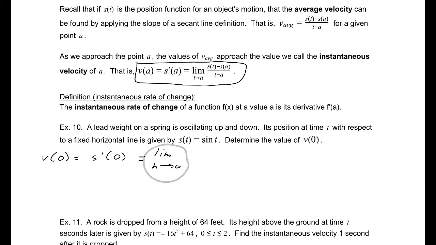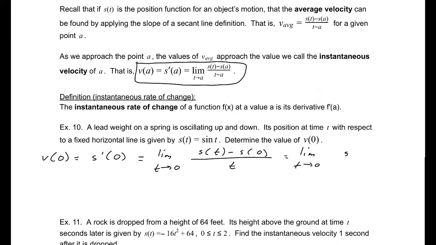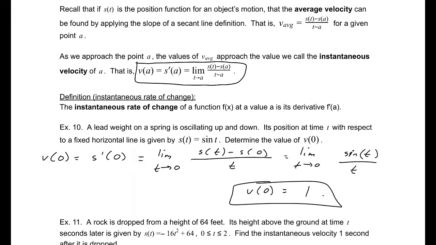All right, so we'll go ahead and do that. It is the limit as t approaches 0 of s of t minus s of 0 over t minus a, so that will just be t. Well, if you evaluate sine at t and sine at 0, this is the same as the limit as t goes to 0 of sine t over t, which we happen to know is 1. So v of 0 is 1, as we discovered in the previous chapter.